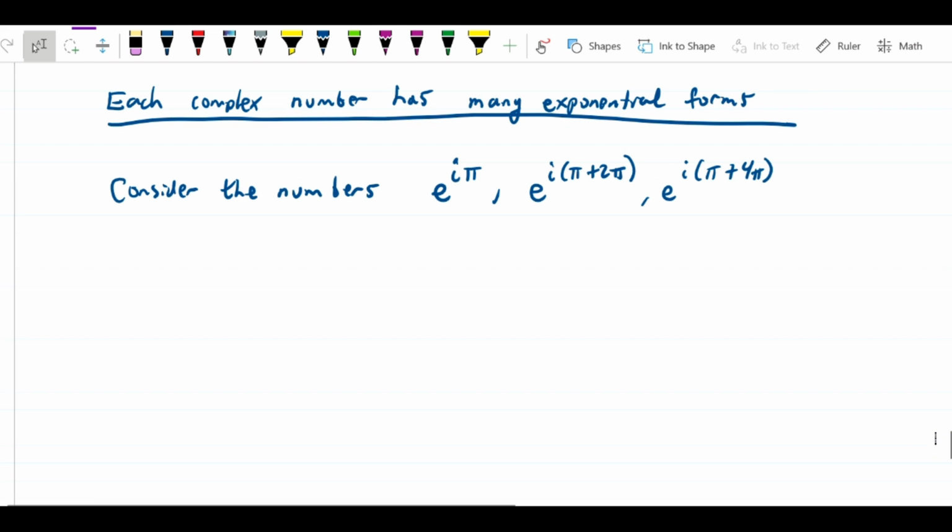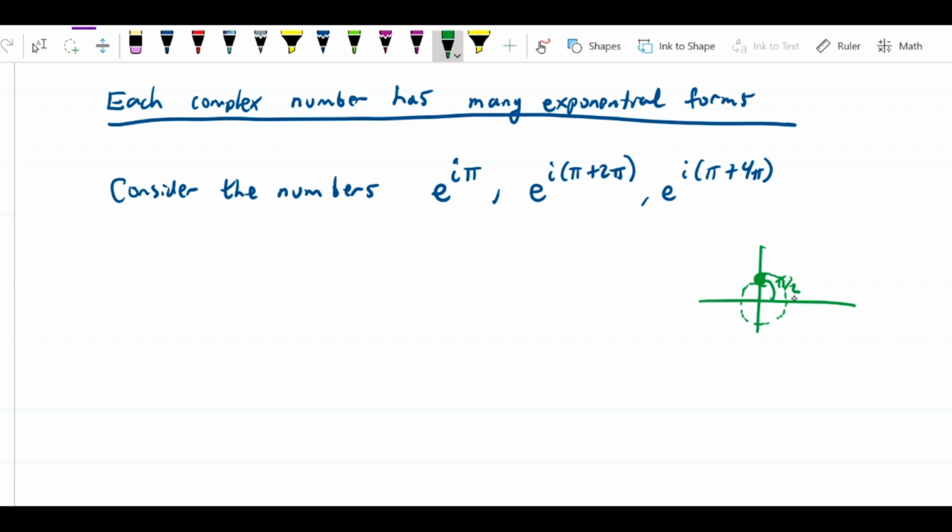The next thing to understand is that each complex number has many exponential forms. This is actually just a natural consequence of what you know about how polar coordinates work. Recall that when we were talking about polar coordinates, we said that an angle such as pi over 2 actually has many different ways of describing it.